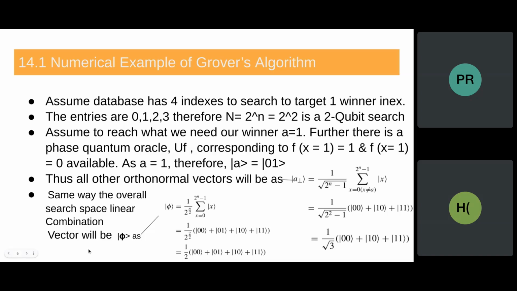One is the vector phi, which is a linear combination of all the kets. In this case, the kets can be ket 0, ket 1, ket 2, ket 3, and that's what is reflected here. If you have 2 to the n elements, then obviously 0 to 2 raised to n minus 1, because we are starting with 0. The magnitude has to be normalized, so we put 1 upon 2 raised to n by 2, sigma x from 0 to 2 raised to n minus 1, ket x. This is the general phi vector.